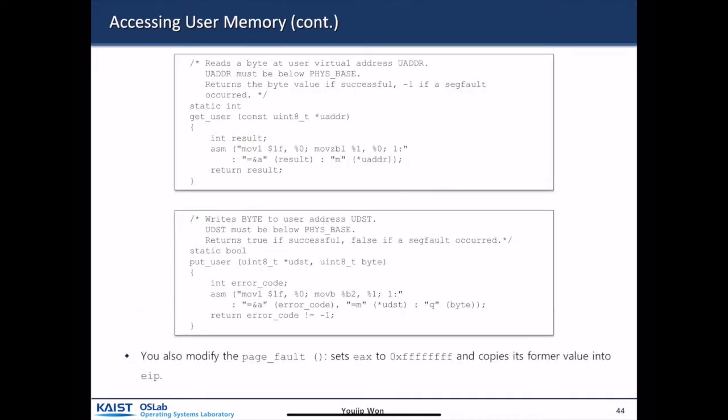There are two functions. First one is get_user, and the second one is put_user. get_user reads a byte from the specified address, and put_user writes 1 byte to the user specified address.